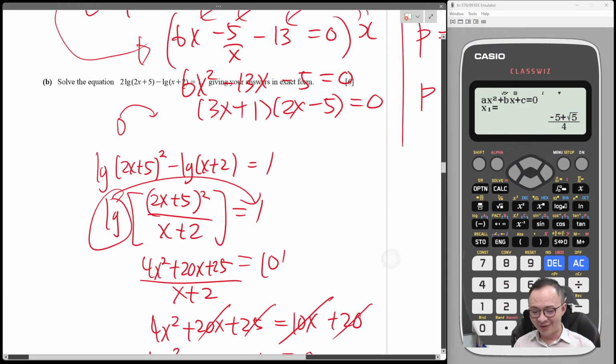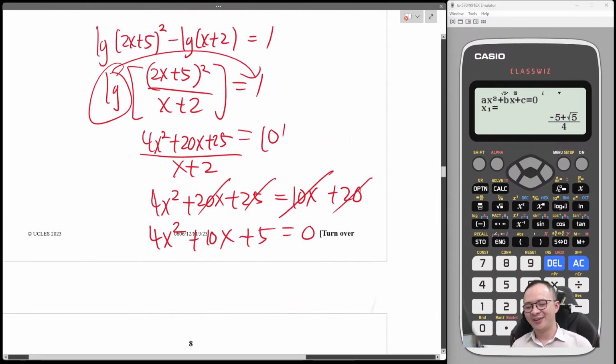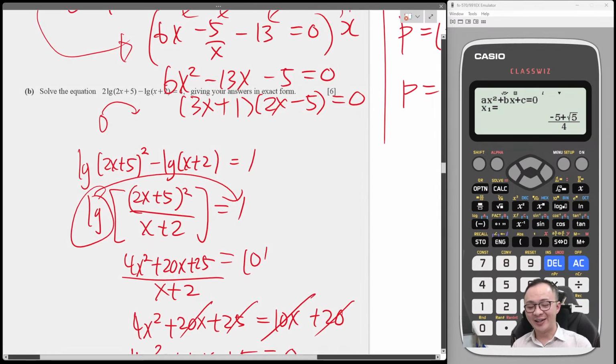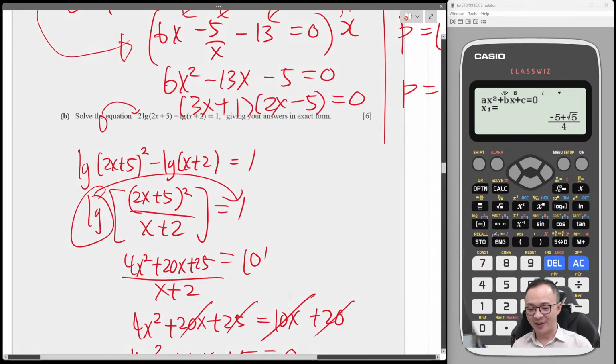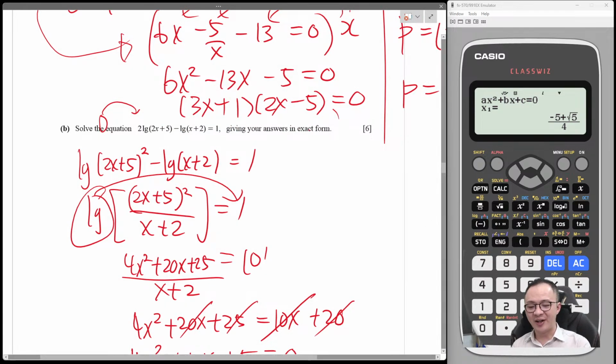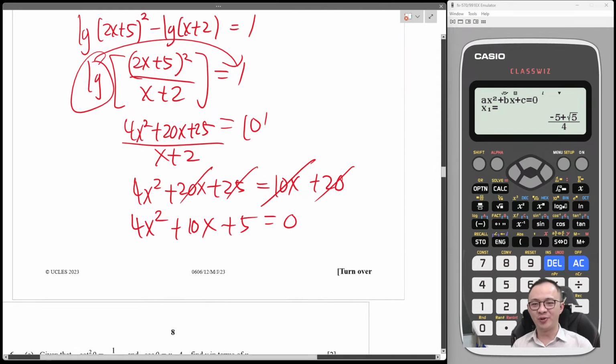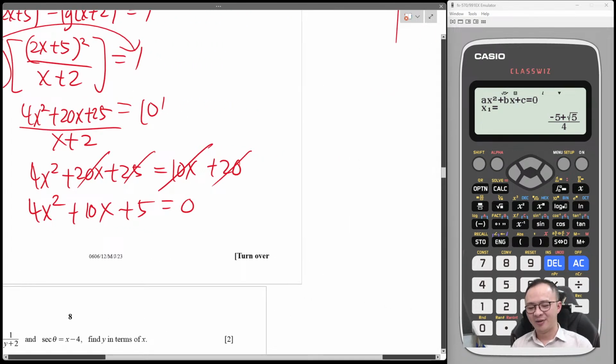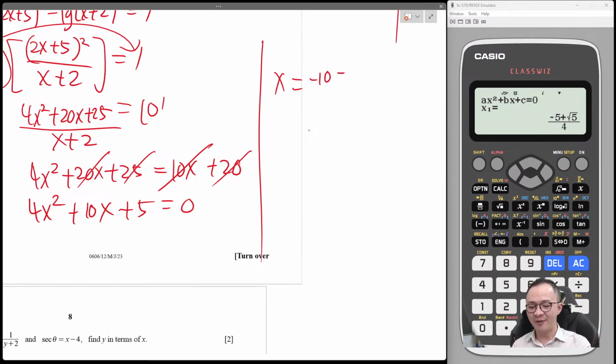What? Oh, they want exact form. Okay. Sorry, I didn't see the exact form keywords. Yeah, because if I know they want exact form, confirm we need to use a quadratic formula lah. Okay, so x equals to negative b, negative 10, plus minus square root of b squared, 100, minus 4ac, is 45, divided by 2a.